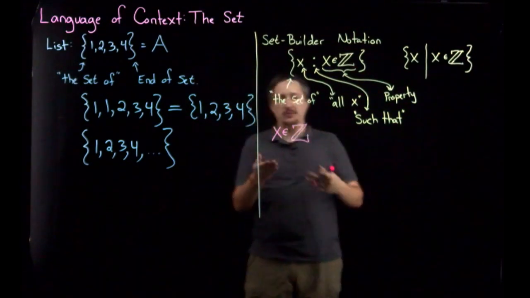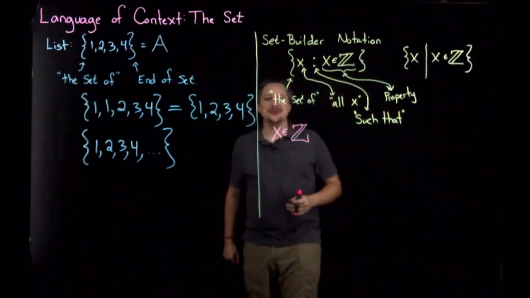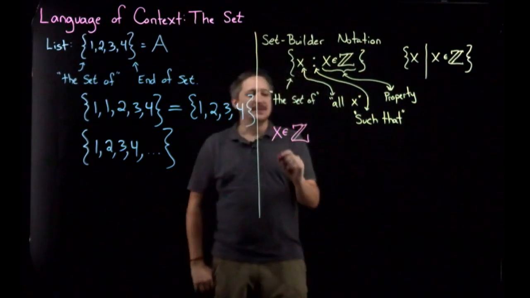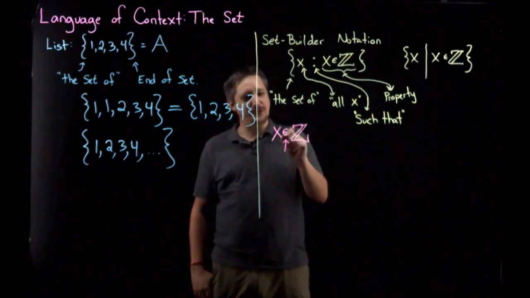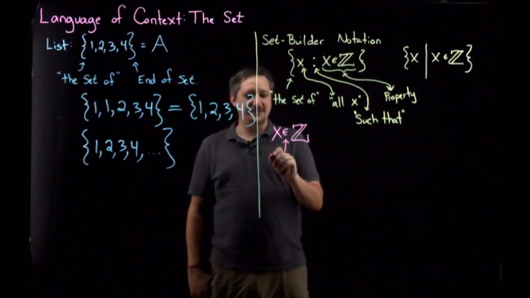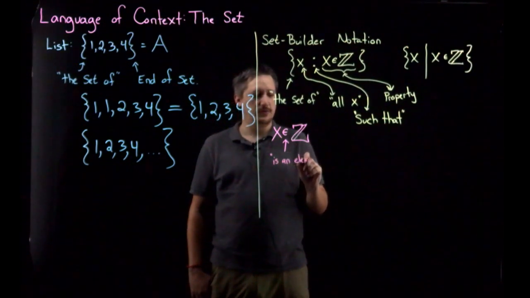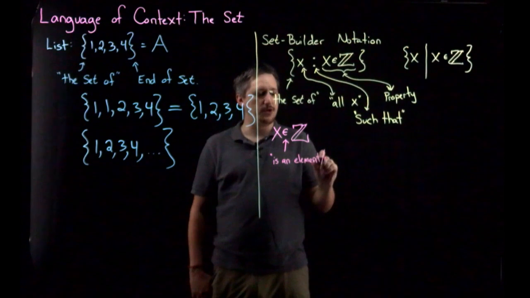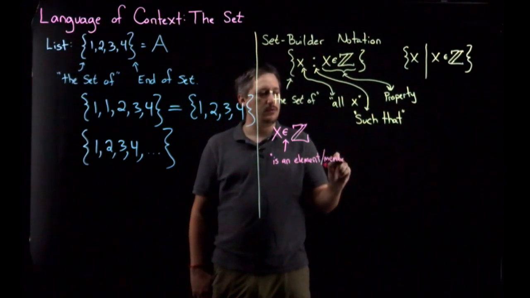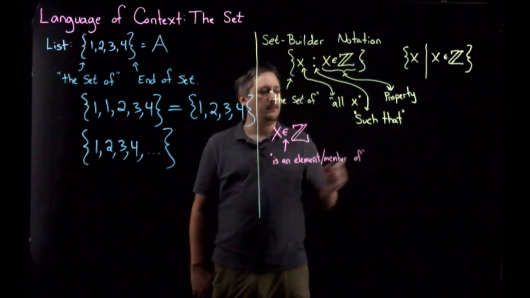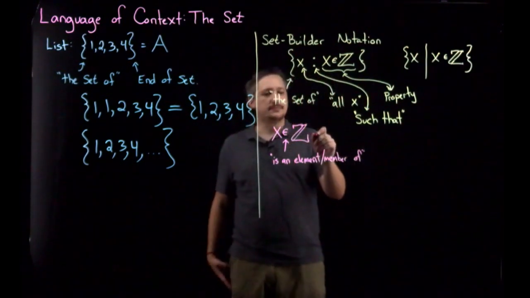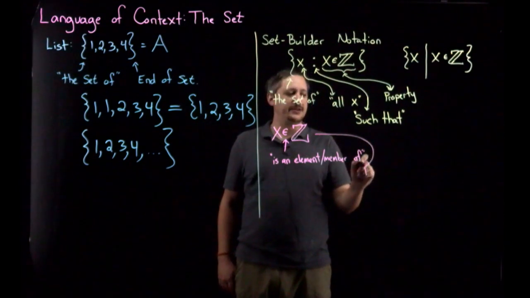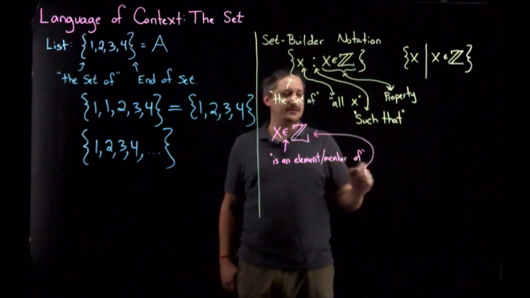So obviously, I say all, but the X you're likely familiar with, right? Just our dummy variable. This weird looking almost E, it's sort of like a small C floating with a line in it. So this is an element or member of. So this is saying X is an element of, and again, crazy dense notation here, the Z.